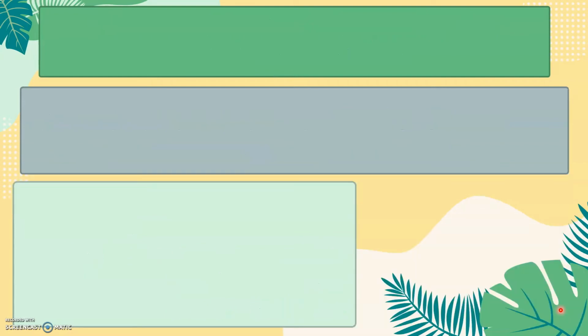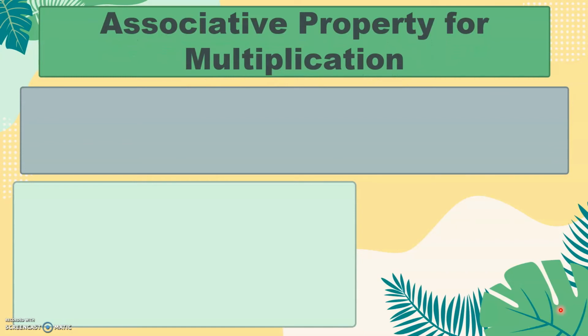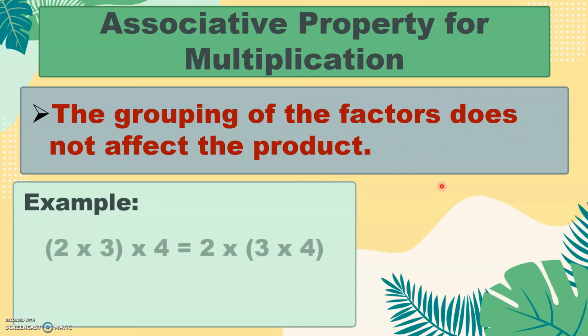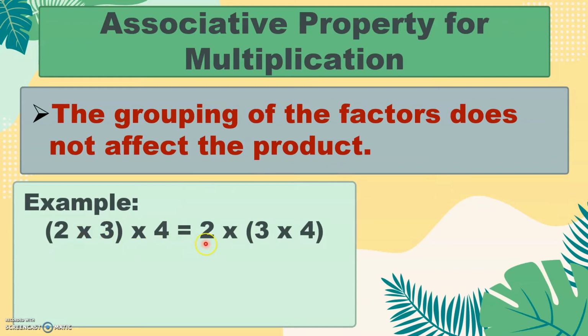Okay? And the last one will be associative property for multiplication. When we say associative property for multiplication, the grouping of the factors does not affect the product. Again, the grouping of the factors does not affect the product. So let's have some example. So we have 2 times 3 times 4 is equal to 2 times 3 times 4. So as you can see, we have groupings of factors. The first that we will multiply is the grouping, okay? So 2 times 3 is equal to 6 times 4. While on the other side, we have 3 times 4 is equal to 12. So 2 times 12. And then, we'll multiply 6 times 4 is equal to 24. And 2 times 12 is equal to 24. It means the grouping of the factors does not affect the product.